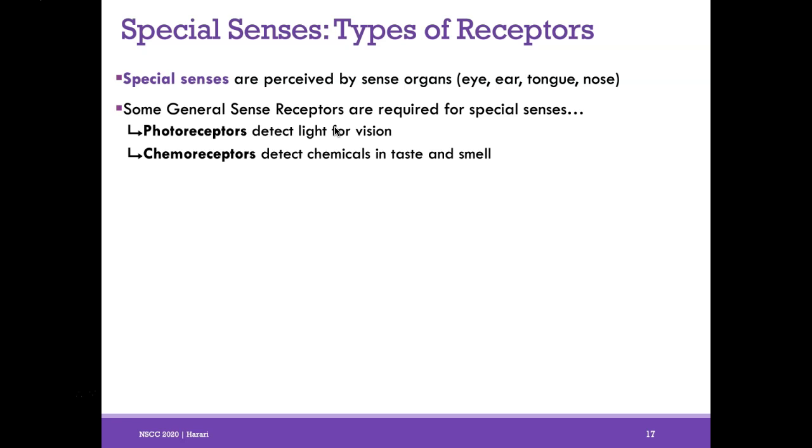Chemoreceptors in the nose and tongue are responsible for smell and taste. So chemoreceptors detect chemicals in the nose for smell or chemicals on the tongue for taste. And again, since our tongue and nose have many different types of cells, not just sensory receptors, we call those sense organs. And therefore, we have taste and smell considered special senses.